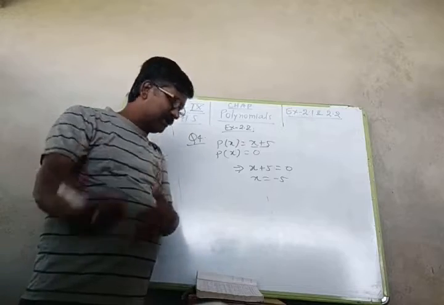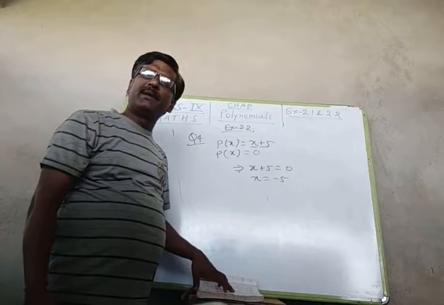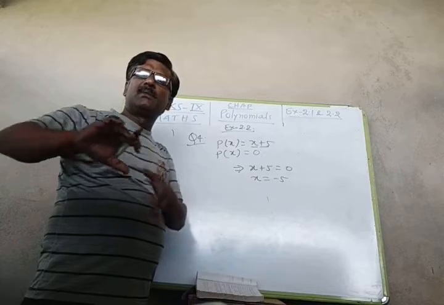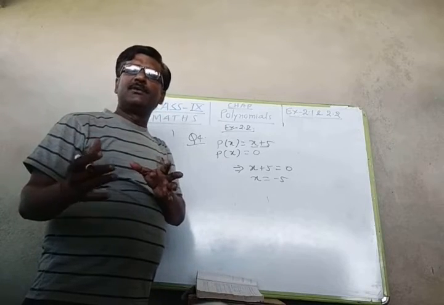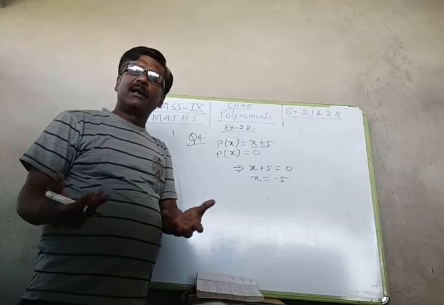In all the remaining questions, whatever the value of P(x) is, that value of P(x) must be equated with 0. And after equating with 0, we'll get the value of x. That will be the zeros.